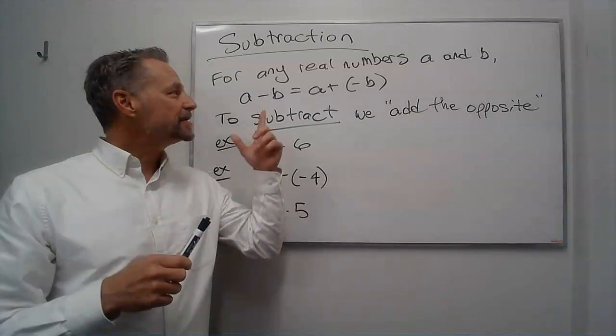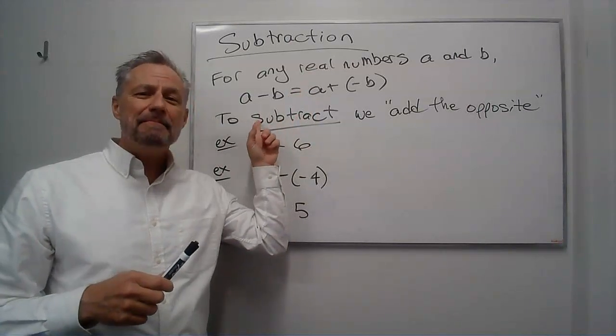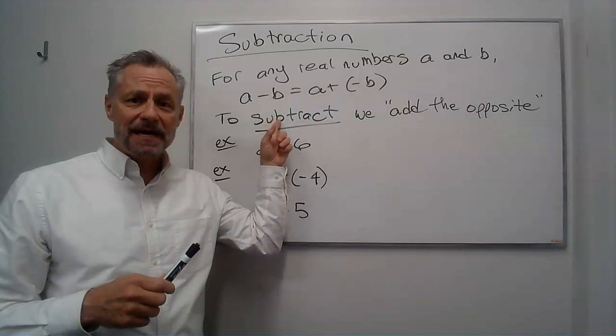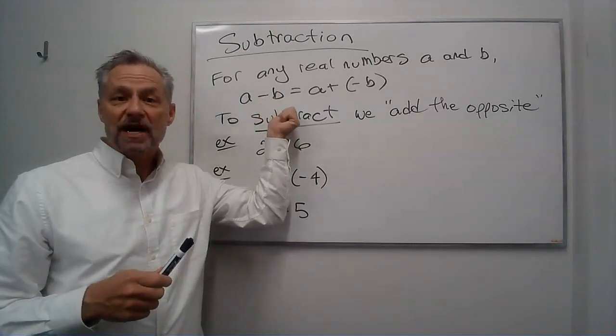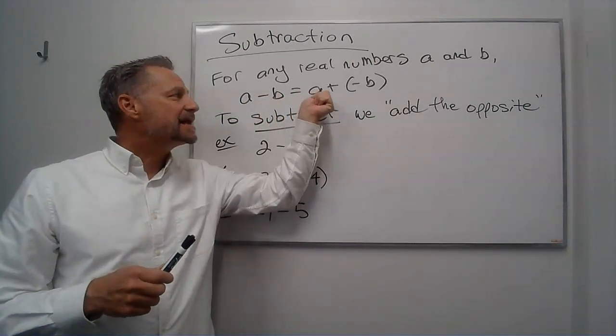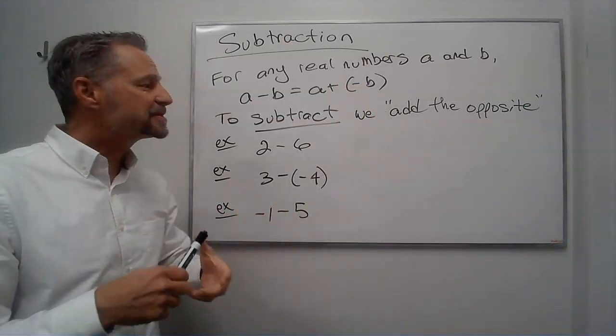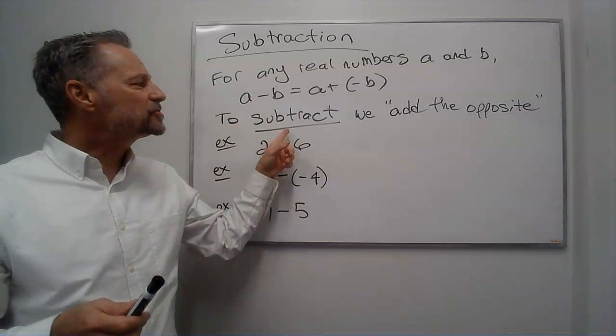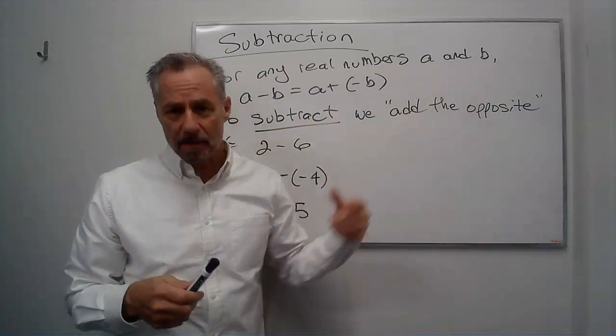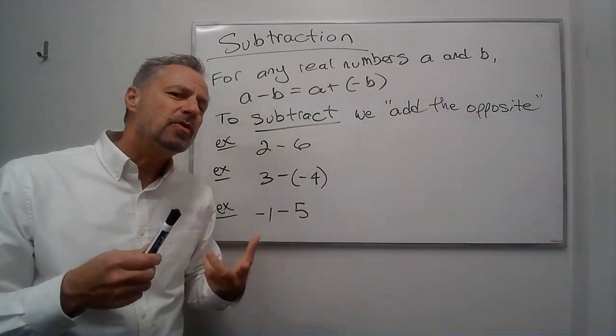So for any real numbers a and b, if we do a minus b, so we're subtracting, a subtract b, it's a plus the opposite of b. Whatever b is, we take the opposite, and we just add those together. So to subtract, we just add the opposite. Okay, so let's look at what I mean by that.